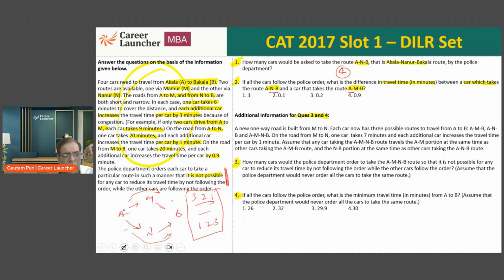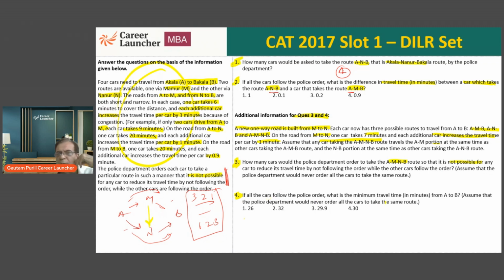Let's look at question number 3 and 4. A new one-way road is built from M to N. So a new road is created like this, M to N. Now each car has 3 possible routes to travel from A to B: A-M-B, A-N-B, and A-M-N-B. On the road from M to N, one car takes 7 minutes. Each additional car increases the travel time. Okay, some information is given, we can look at that. Now question number 3: how many cars would the police department take on the A-M-N-B route so that it is not possible, again, to minimize time? Okay. Question 4.